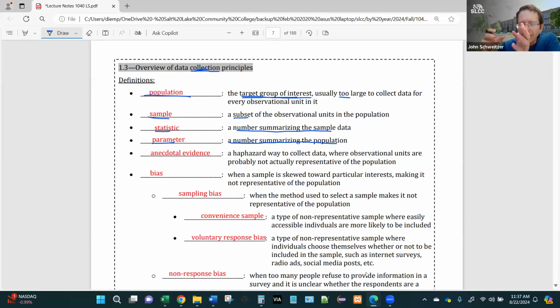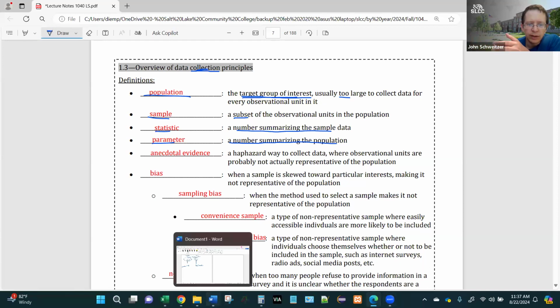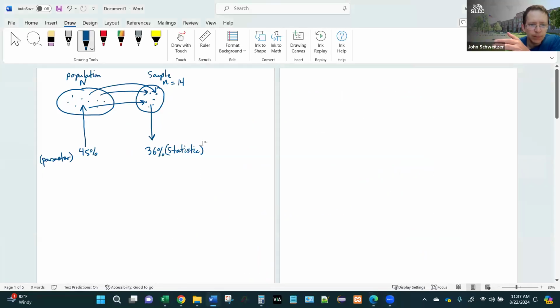So in everyday conversation, people will sometimes say parameter, they'll say statistic, and they might think of them as synonyms. And outside of statistics, they might be somewhat synonymous. But in formal statistics, they are different. The parameter is a numerical description of a population, whereas a statistic is a numerical summary of a sample.